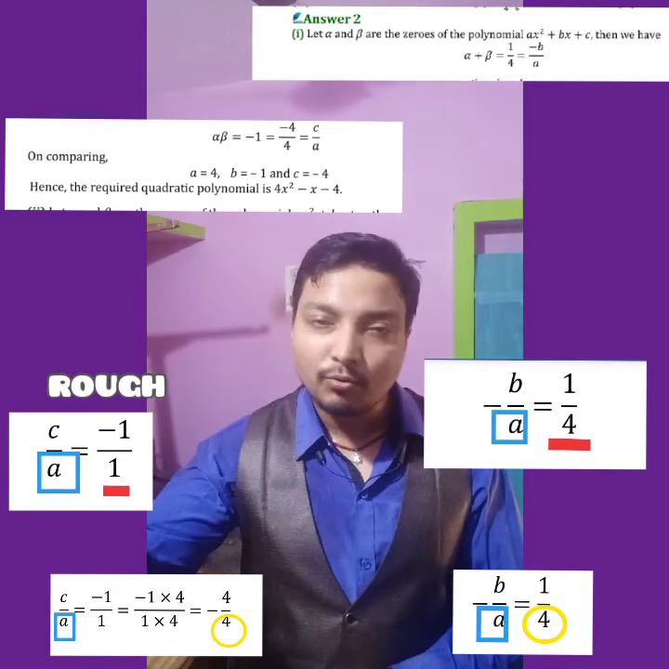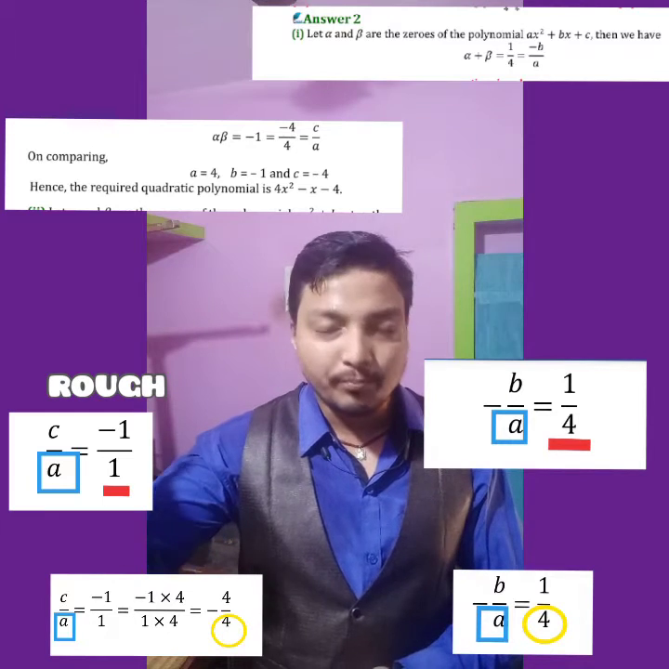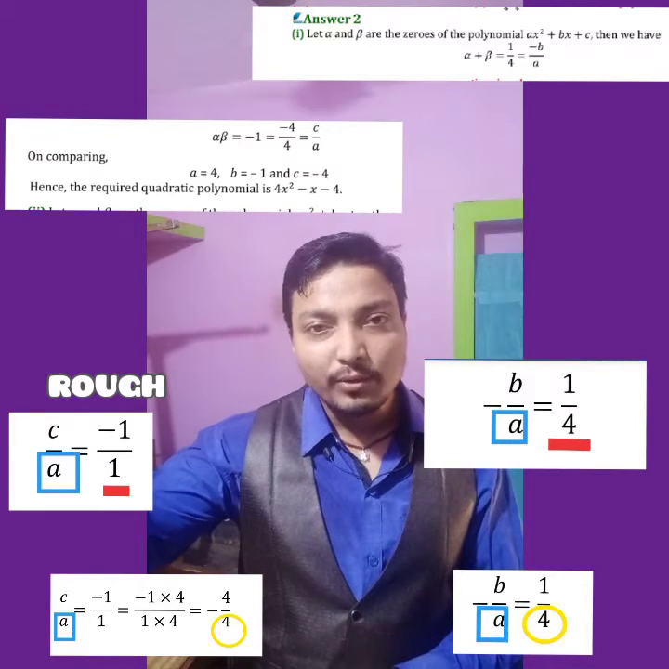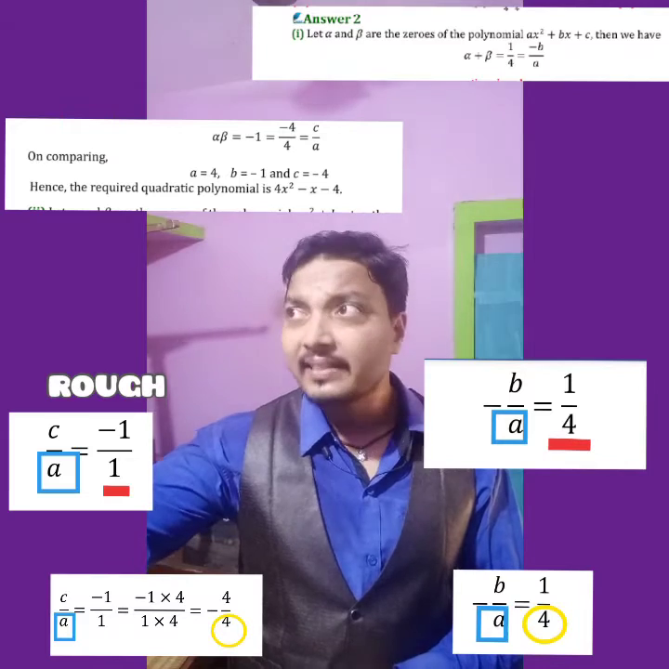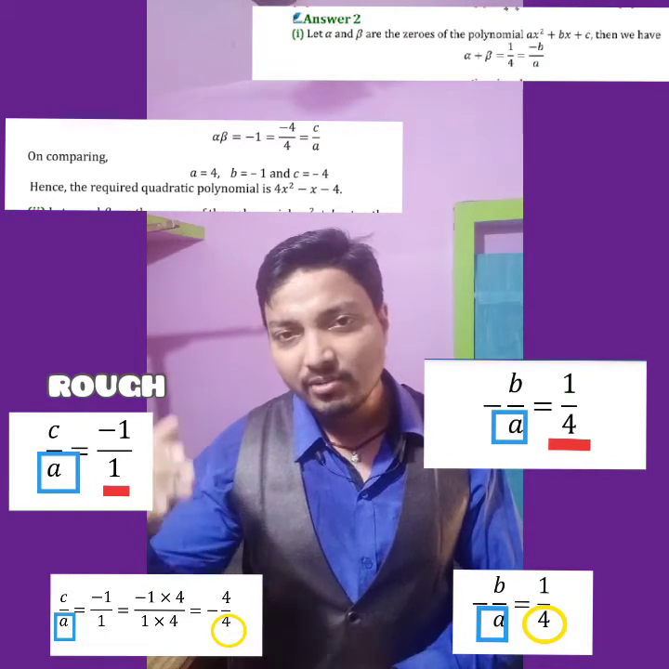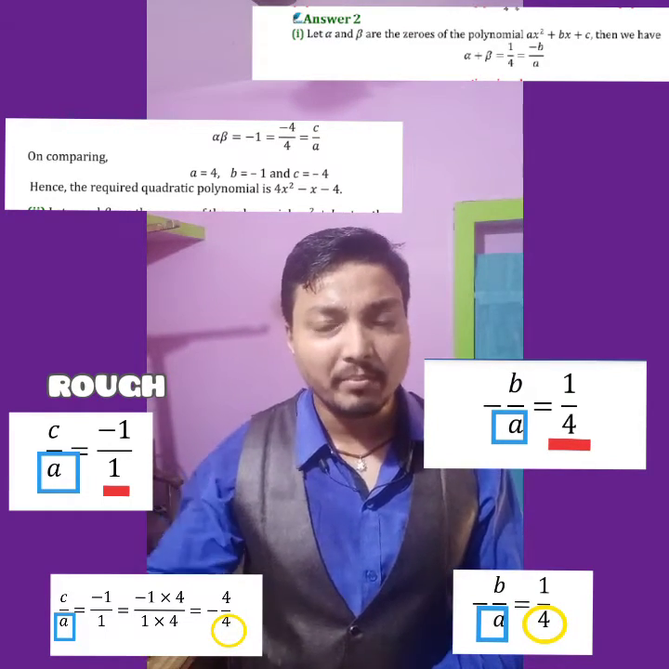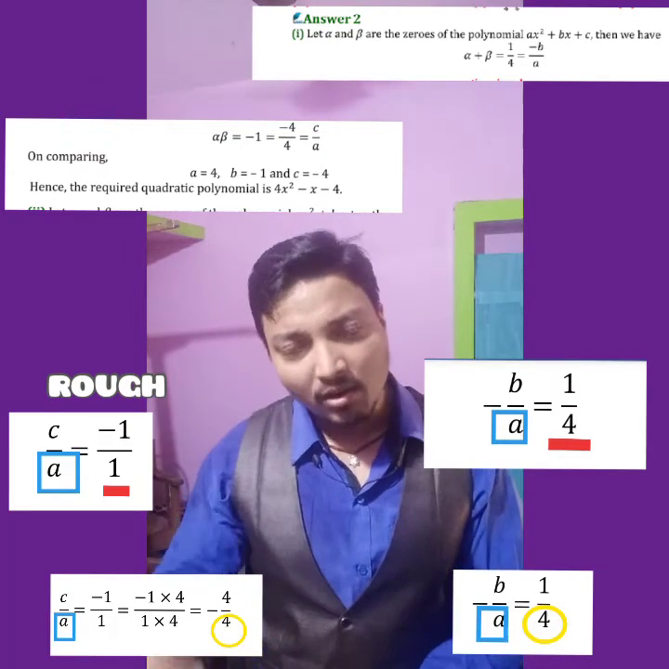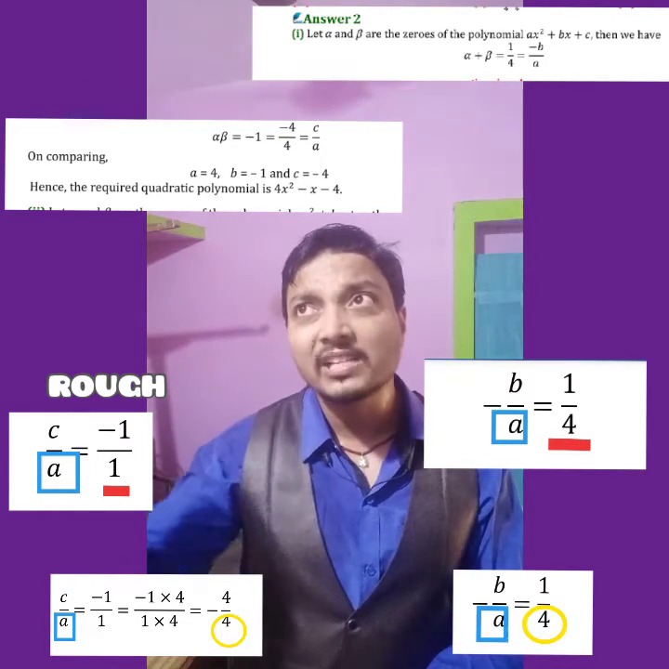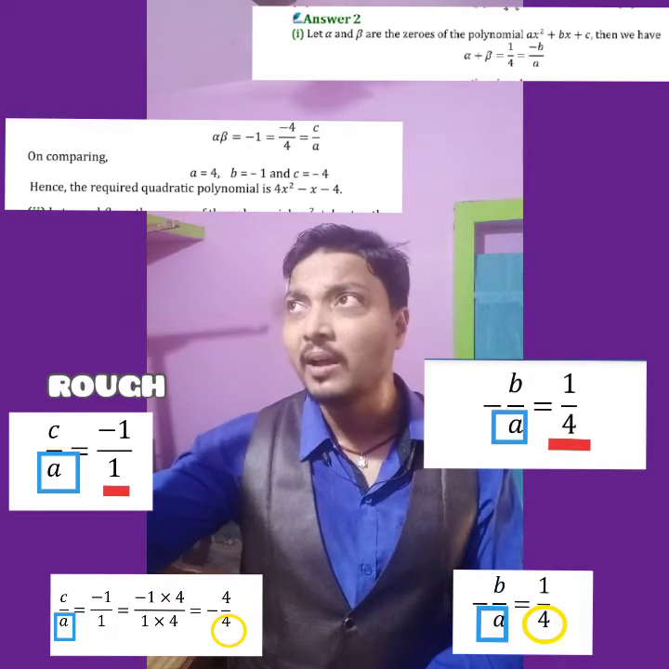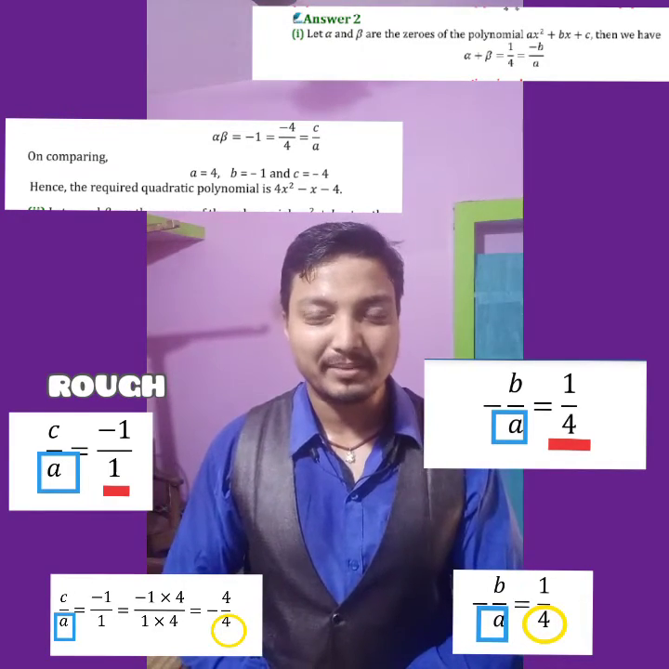Suppose anyone wants to formulate another polynomial, you just have to multiply another constant with that polynomial. You can multiply by 2: 4 into 2 is 8x square, 2 into minus 1 is minus 2x, then minus 8. Any number you can multiply with that polynomial, whatever polynomial you get will also satisfy the sum 1 by 4 and the product minus 1.